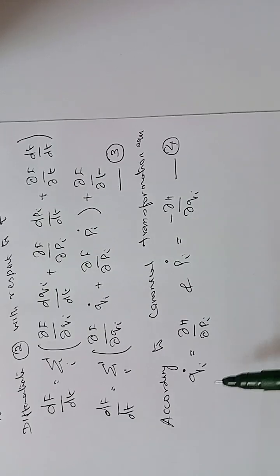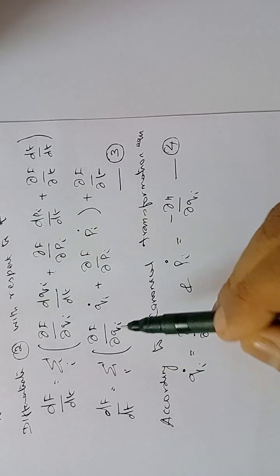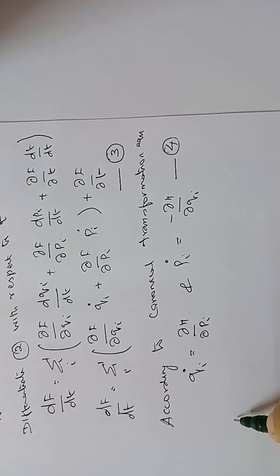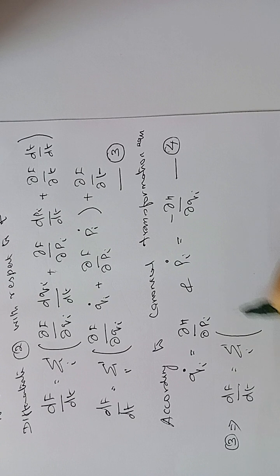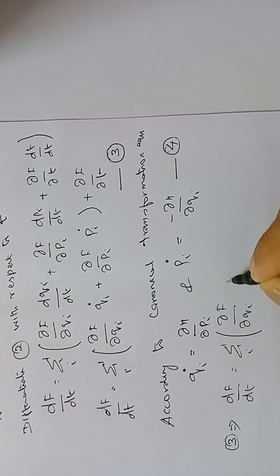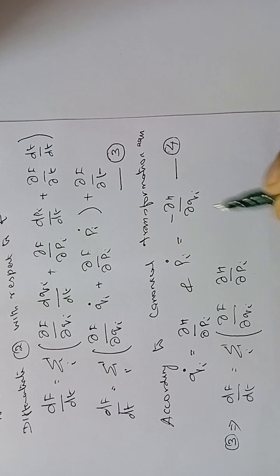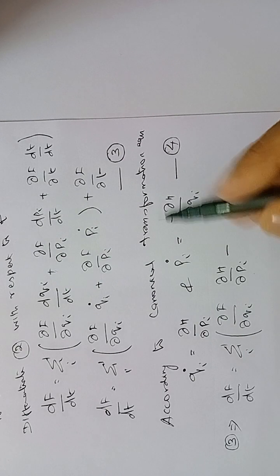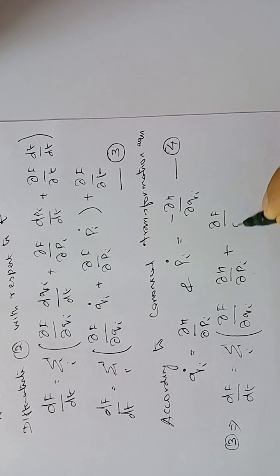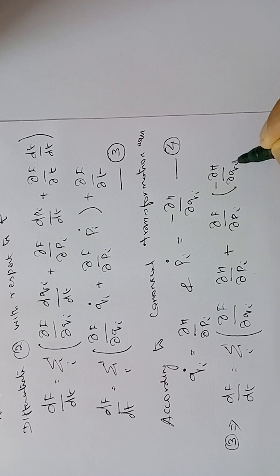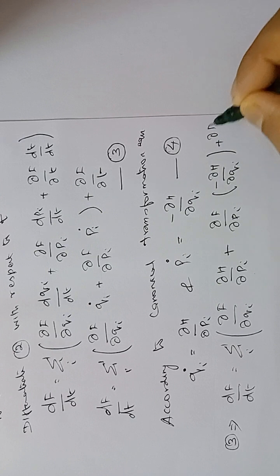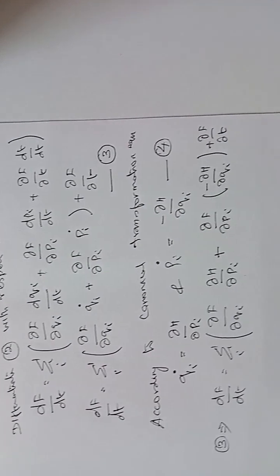Now substitute these values of qi dot and pi dot in equation 3. So equation 3 becomes df by dt equals the summation over i of dou f by dou qi, where instead of qi dot you substitute dou h by dou pi, plus dou f by dou pi, where instead of pi dot you substitute minus dou h by dou qi, plus dou f by dou t.